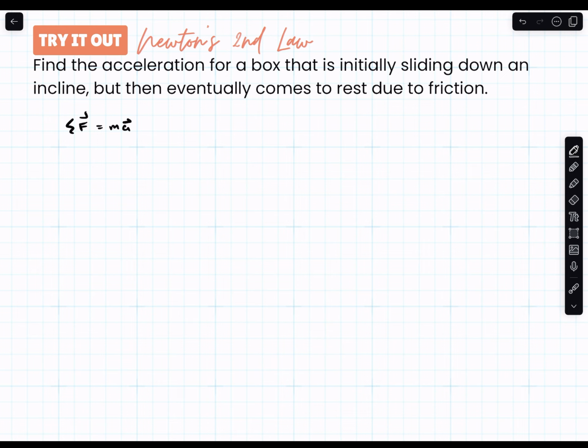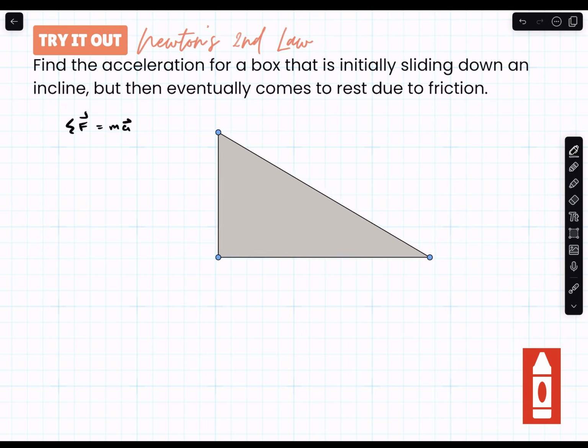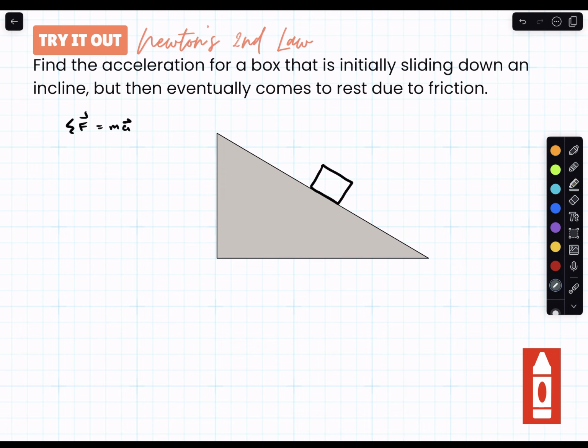So we're going to start by drawing our incline, which I'll just draw as a right triangle because that's the easiest way to think about this. And then we'll put our box on the incline. And then I'm going to make the box a nice light color.